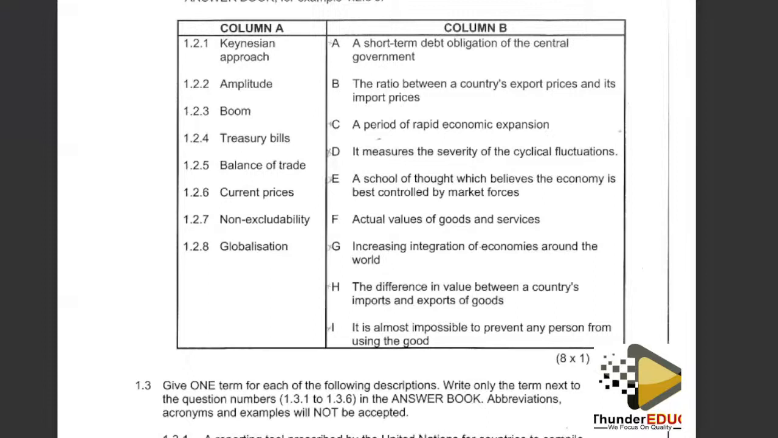So now, if we check the appropriate answer that is in line with Mr. Keynesian's approach, it is E. That says a school of thought which believes the economy is best controlled by market forces. Which market forces? These market forces that we are referring to are the level of demand and supply. What is demand and what is supply? When you talk of demand, we talk of the willingness and ability to buy goods and services. Then when it comes to supply, we refer to the ability and willingness of businesses to sell goods and services.